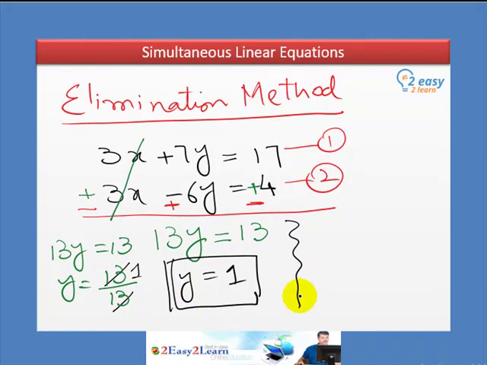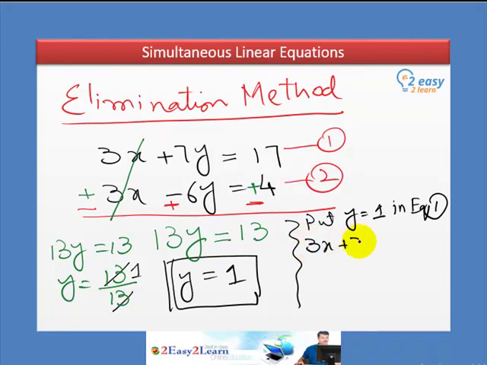Now we have to find the value of x. So what you need to do, you can substitute this value of y, which is equal to 1, in any of these two equations, either equation number 1 or equation number 2. So I'm going to put y equal to 1 in equation number 1. You can place it in equation number 2 as well. So what is equation number 1?